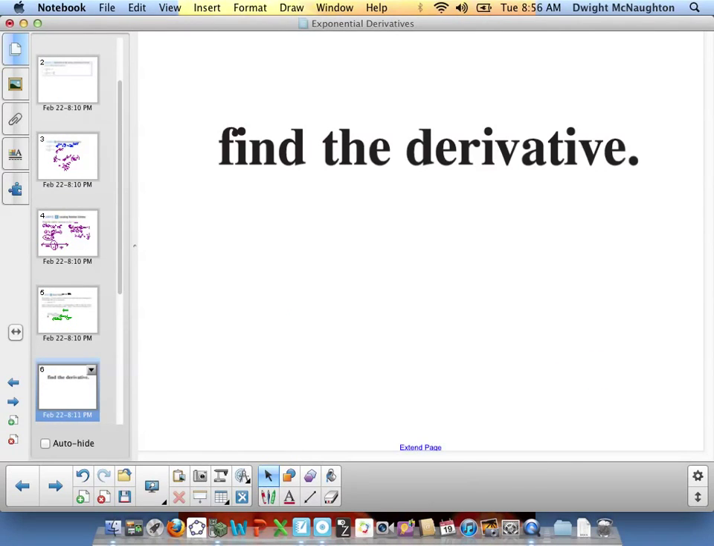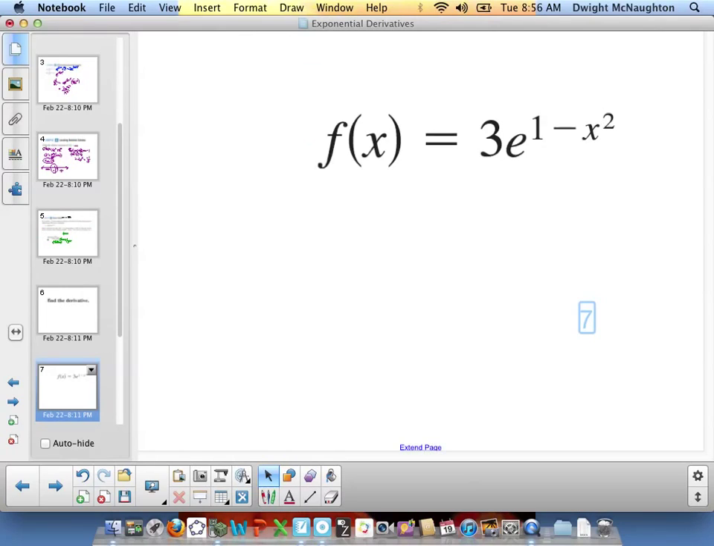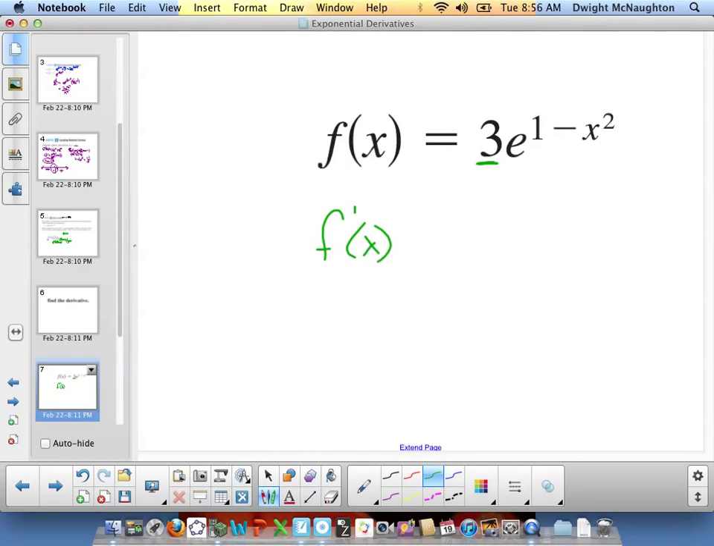Okay, find the derivative of these last couple problems. Find the derivative of 3e to the 1 minus x squared. Okay, we got a constant multiple there, so we're just going to multiply by the 3, whatever we get. So it'll be 3 e to the u is e to the u, 1 minus x squared, and then we need to take the derivative of u, which is negative 2x. Clean that up a little bit, we get negative 6x e to the 1 minus x squared.